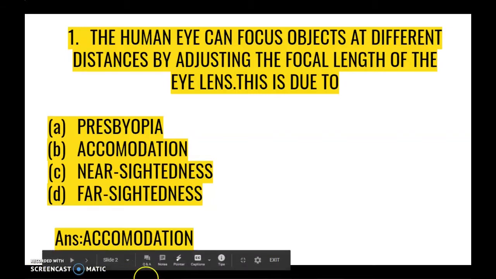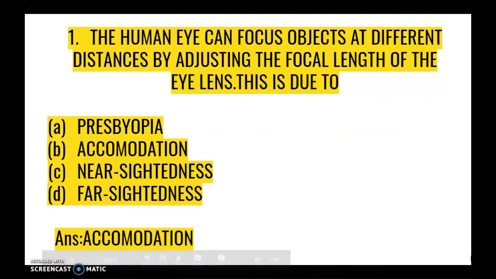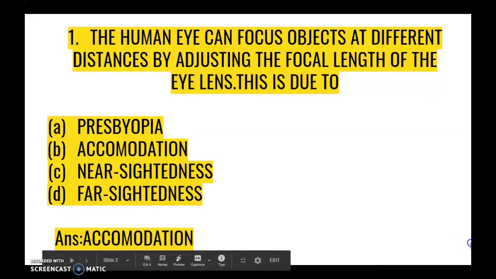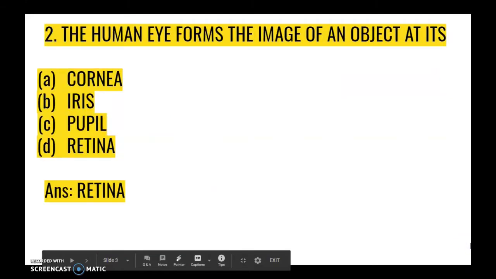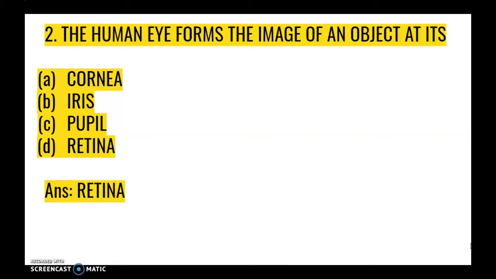The human eye can focus objects at different distances by adjusting the focal length of the eye lens. This is due to presbyopia, accommodation, nearsightedness, farsightedness. Answer is accommodation. The human eye forms the image of an object at its cornea, iris, pupil, retina. Answer is retina.